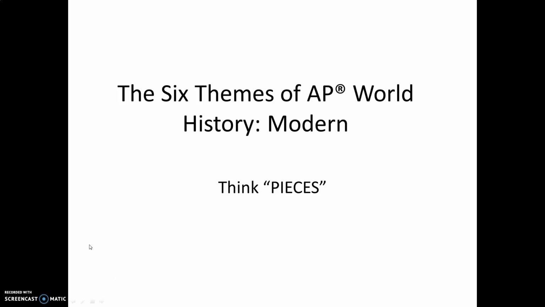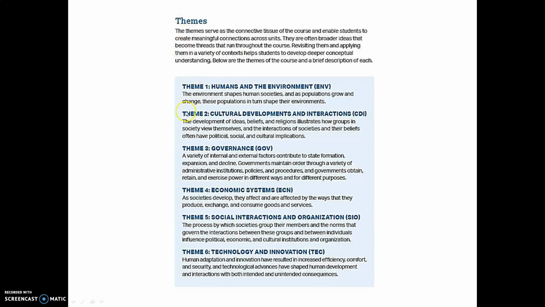What we're going to be doing is looking at the 6 themes of AP World History Modern. And it says think pieces. All right, think pieces. Within the course itself, you can see exactly what the themes are. They are designed to provide clarity as to what you're learning, why you're learning them, and allow you to connect seemingly different ideas within and between the units. So humans and the environment, cultural developments and interactions, governance, economic systems, and social interactions and organization.